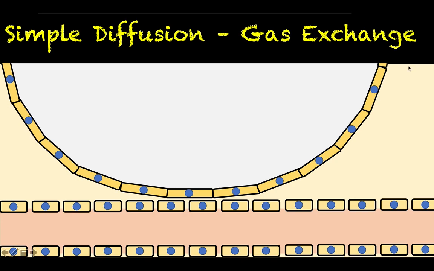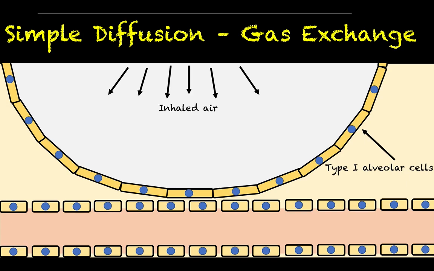These alveolar sacs are bound on either side by a very special type of epithelial cell called type 1 alveolar cells. You will notice that these type 1 alveolar cells are very flat, and as we discussed earlier, very flat cells are really good at membrane transport processes.